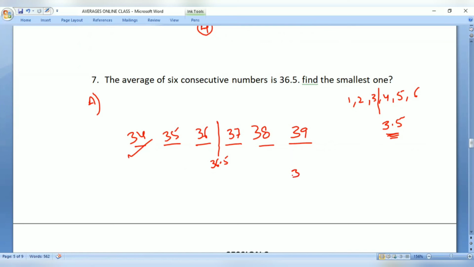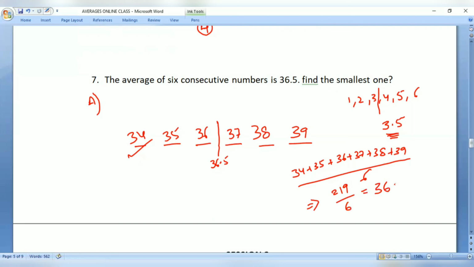If you want to cross check, add 34 plus 35 plus 36 plus 37 plus 38 plus 39, divided by 6. This total value comes to 219, divided by 6. 6 threes are 18, 39, 6 sixes are 36, remainder 3, so 0.5. So 36.5. That is what the question is asking, no?